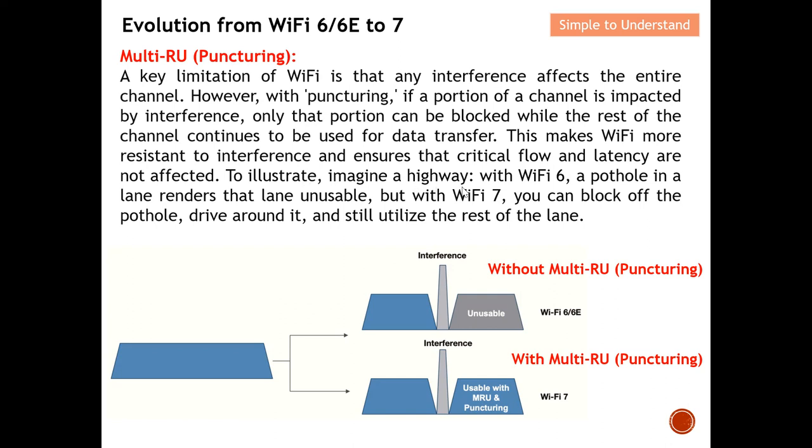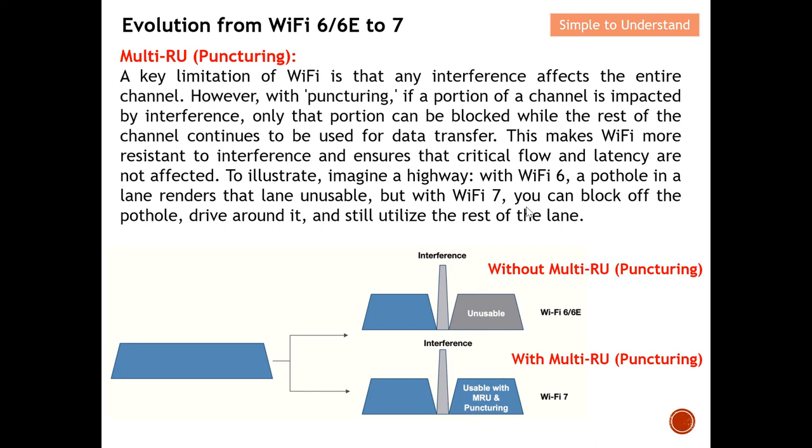To illustrate, imagine a highway with Wi-Fi 6. Let's say there is a pothole in one of the lanes. It declares that the whole lane will be unusable. This is for Wi-Fi 6. But with Wi-Fi 7, you can block off the pothole and drive around it, and still utilize the rest of the lane. So for Wi-Fi 6, if there is any interference, you can see from here the whole channel will not be usable. But for Wi-Fi 7, with multiple RU, we are still able to transmit.